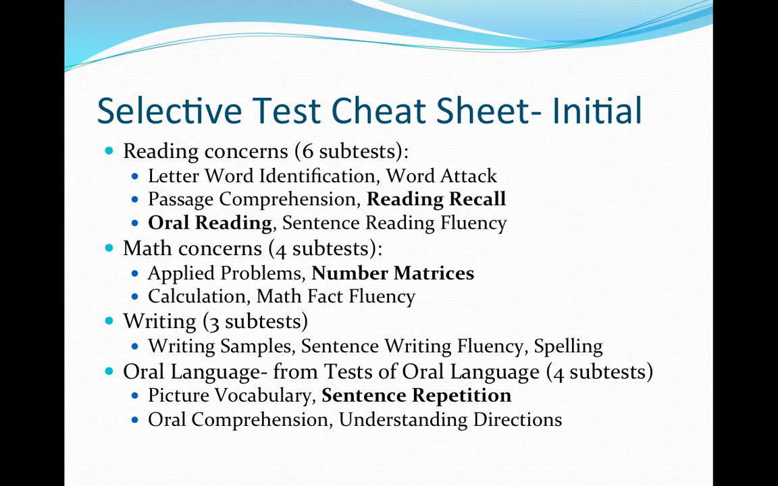To wrap up our discussion of selective testing, we've given you a cheat sheet for initial evaluations. This shows the subtests you need to administer to obtain the 8 cluster scores that most closely align with the 8 areas of specific learning disability. The highlighted subtests are new to the WJ4. More on those next. We strongly encourage you to copy the selective testing table from the WJ4 manual and keep it on your desk for easy reference. It can be found on page 14 of the examiner's manual. We have also added it to the list of handouts for this webinar.